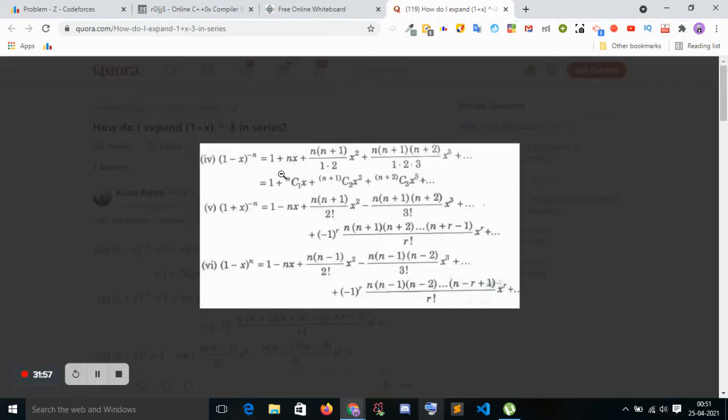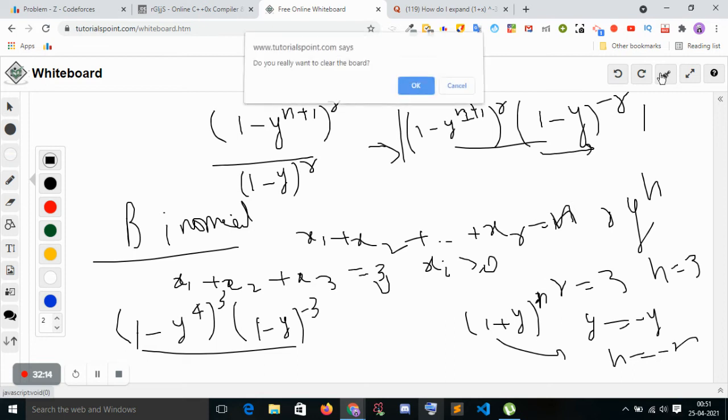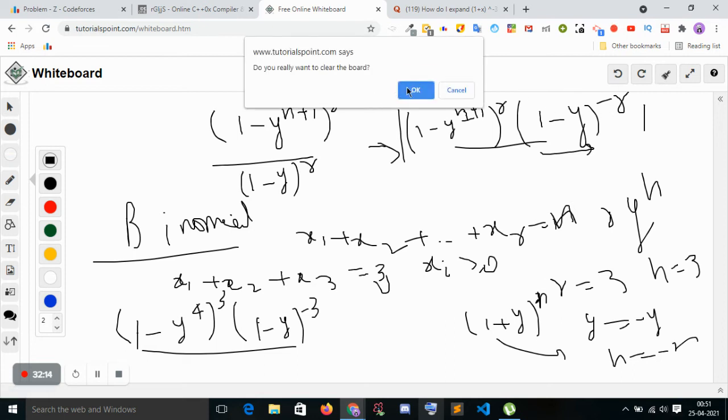So you can check this, a formula is (1 minus x) to the power minus 1, which is 1 plus nC1 plus n+1 C2 plus n+2 C3. This is the formula, okay, so I will use this formula. Again I will copy this one, and then clear the board.